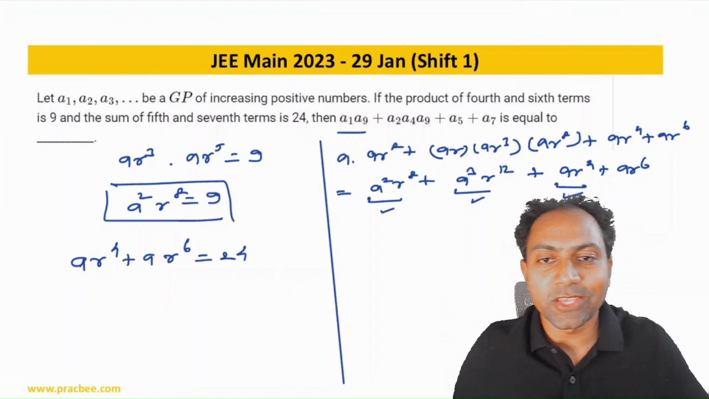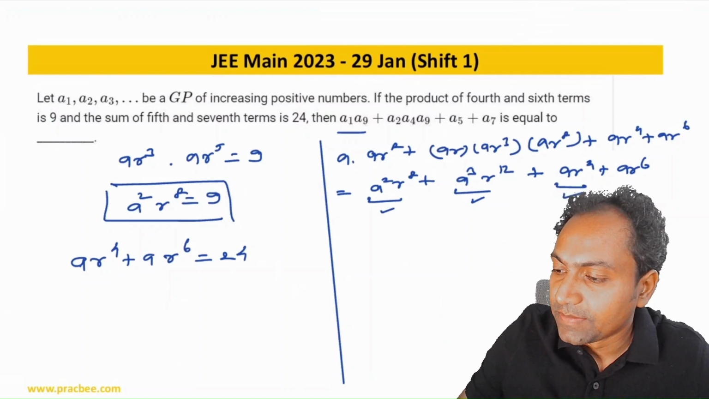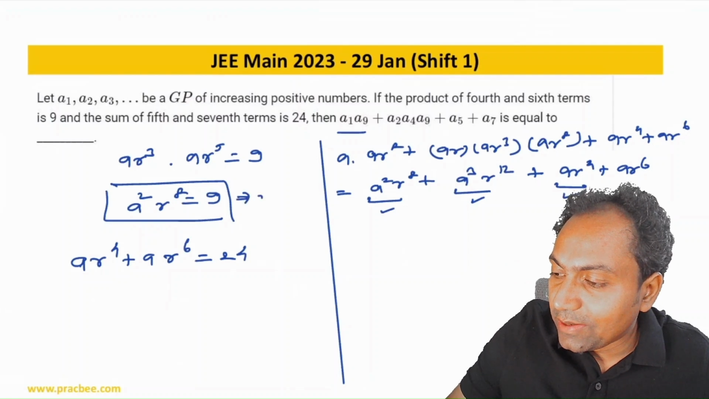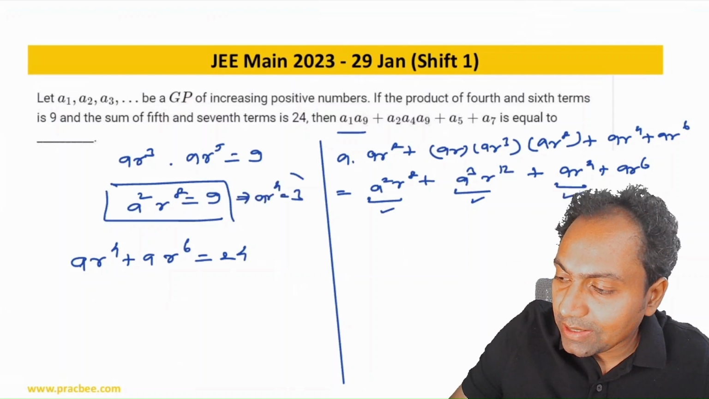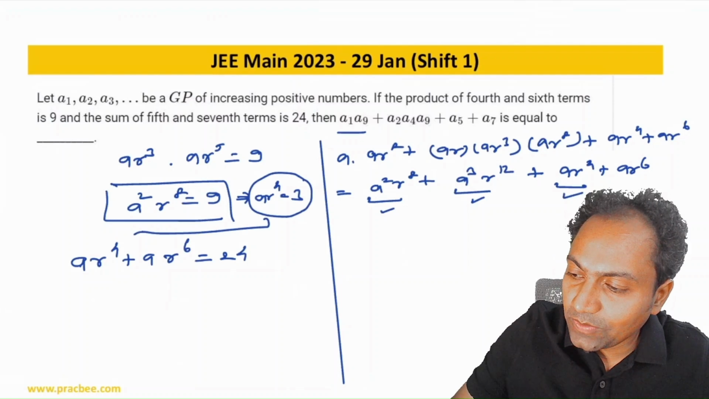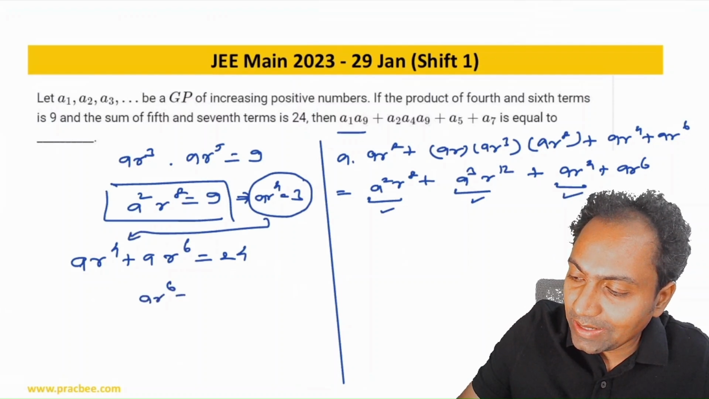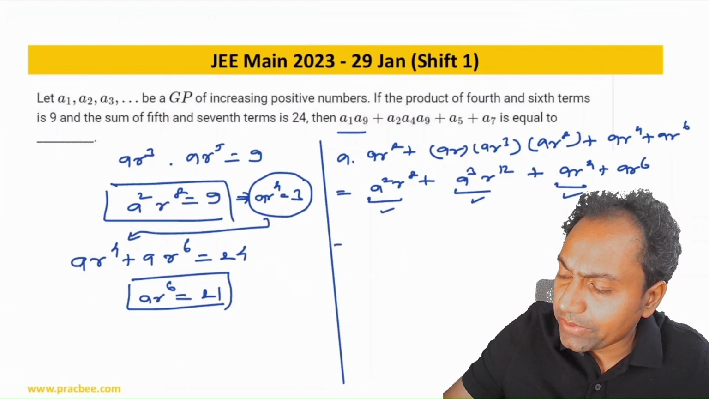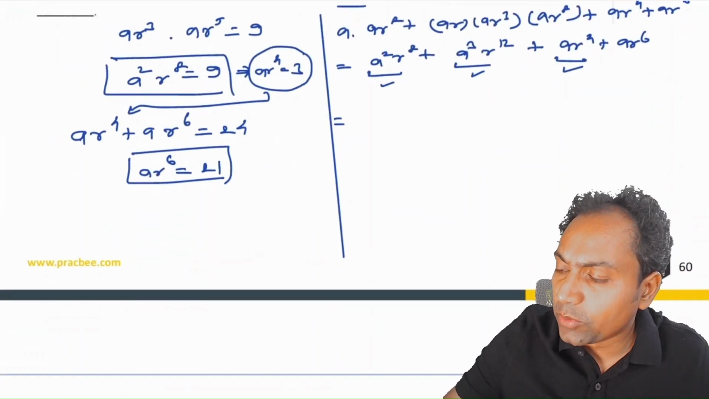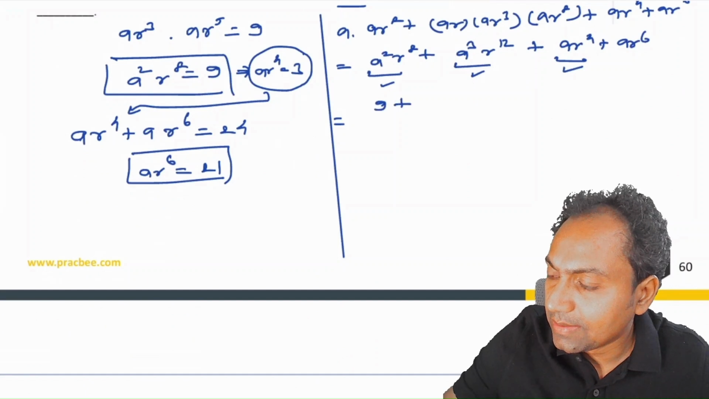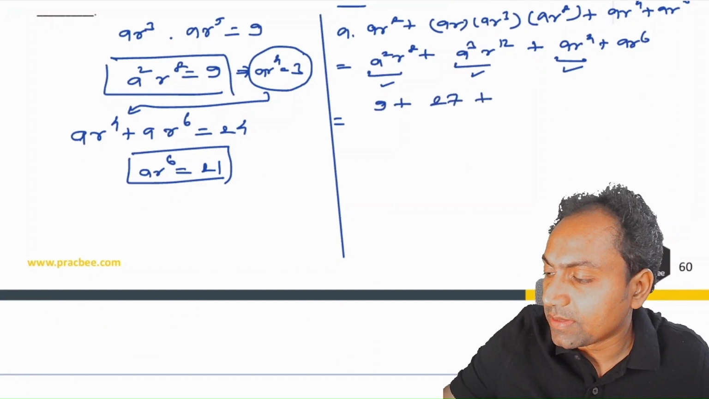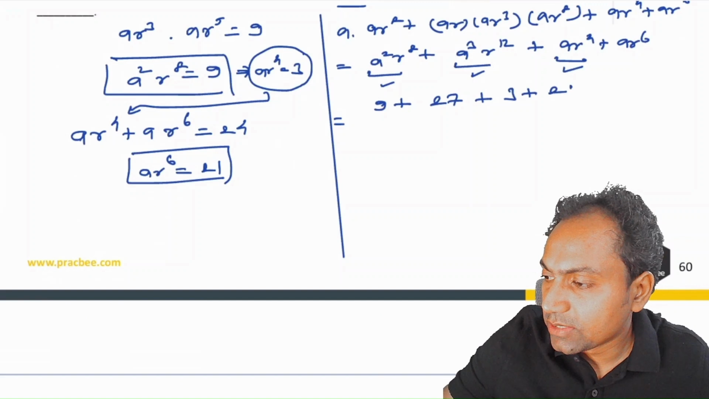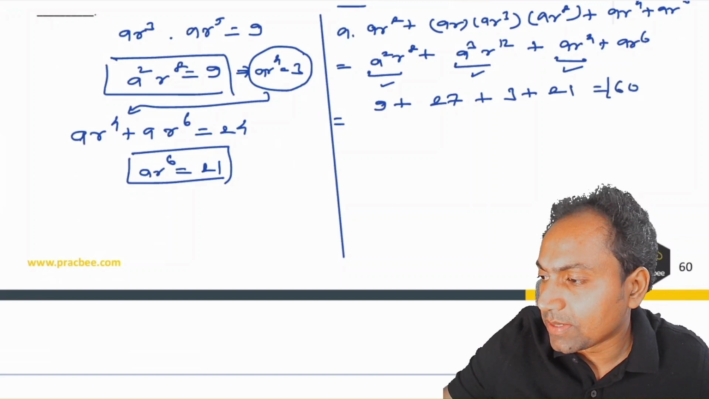So in order to execute this, what we are going to do here is find the value of AR raised to the power 4, and that comes out to be 3. Put this value here. If I do that, AR raised to the power 6 becomes 21. Put both of these values here and quickly get to the answer. If I put the values, this becomes 9, this becomes 27, this becomes 3, and this becomes 21. If you add it up, this becomes 60.